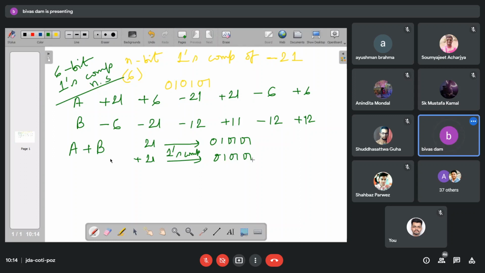Okay. Second one is to find out the one's complement of minus 6. So we have to start with 6 only. So that should be represented in 6 bits. So 0, 0, 0, 1, 1, 0, I think. Now, is that number originally positive? No, sir. So minus 6.